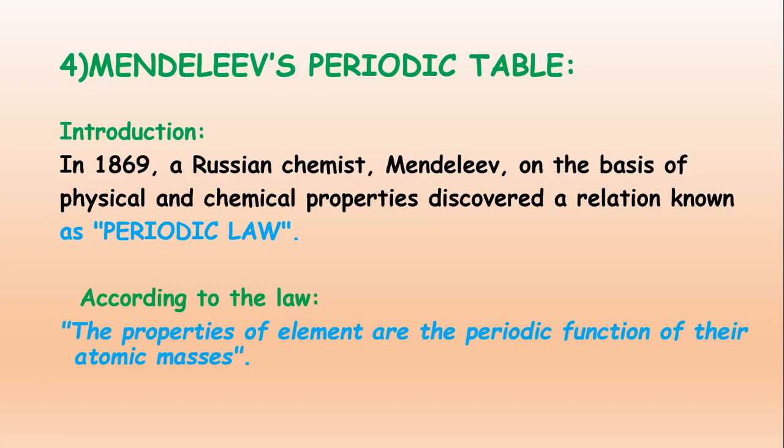Yes, this is Mendeleev's periodic classification. Introduction. In 1869, a Russian chemist, Mendeleev, on the basis of physical and chemical properties, discovered a relation known as Mendeleev's periodic law. And how will you define Mendeleev's periodic law? This is the definition, which is very important. The properties, meaning physical and chemical properties of elements, are a periodic function of their atomic masses, meaning their physical and chemical properties depend on the atomic mass.